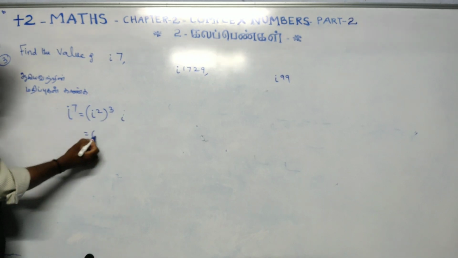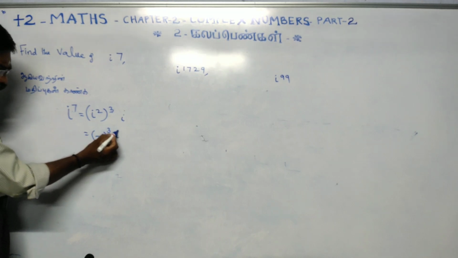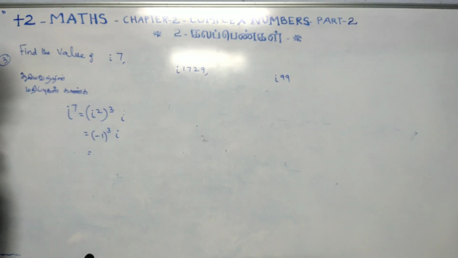The value of i square is minus 1, so (minus 1) whole power 3 into i. Minus 1 power an odd number comes.